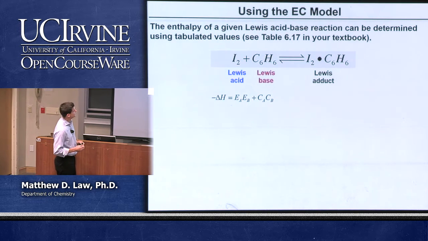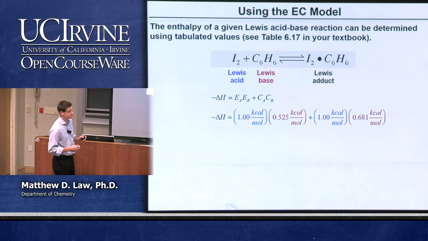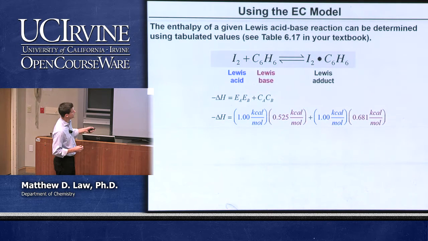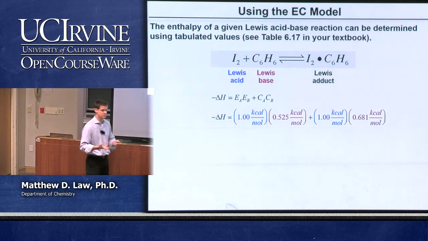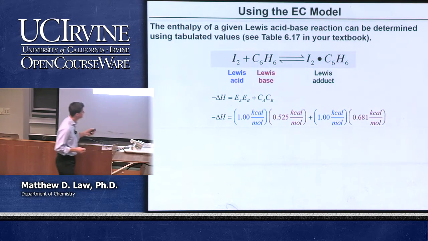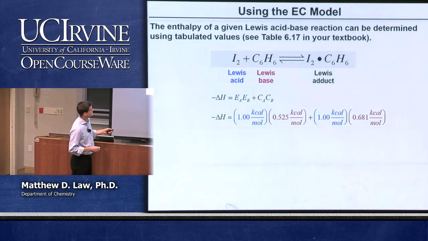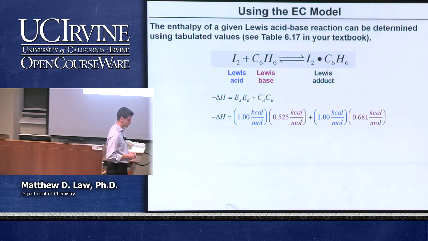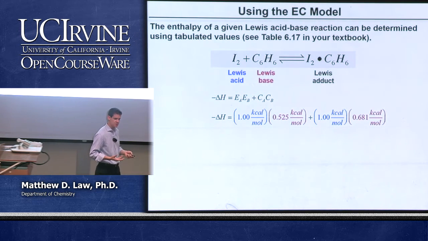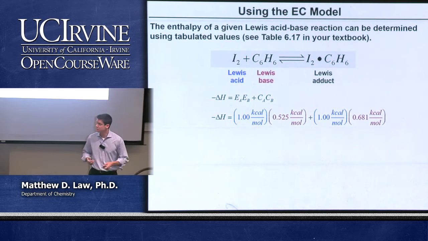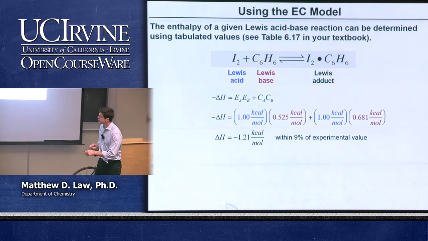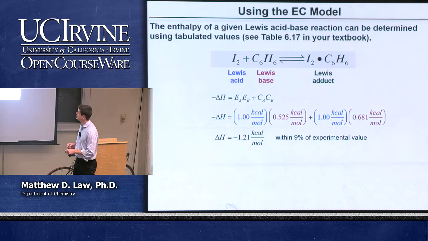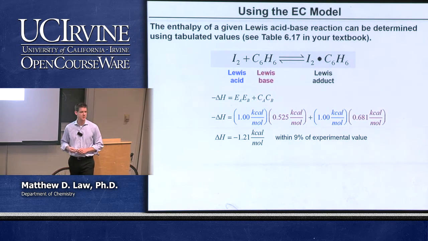And we can look up what the different E and C parameters are. For iodine here, of course, we have an E and a C parameter of 1 for both of those, because this turns out to be the reference compound that's used. And if we look up benzene, we see that we have an Eb value of 0.525 and a certain value for the Cb parameter. We can plug these into the Drago expression, and we can get out an enthalpy driving force here, which turns out to be negative 1.21 kilocalories per mole. And this is within about 10% of the experimental value.